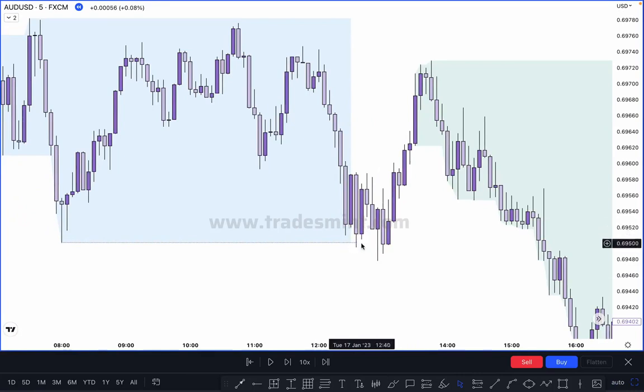This candle took out the liquidity and you don't need to buy here immediately. Why? Because you must have a proper reason before the buy or sell. This candle high is here. If the next candle closes above it, right? So simply you can buy here.